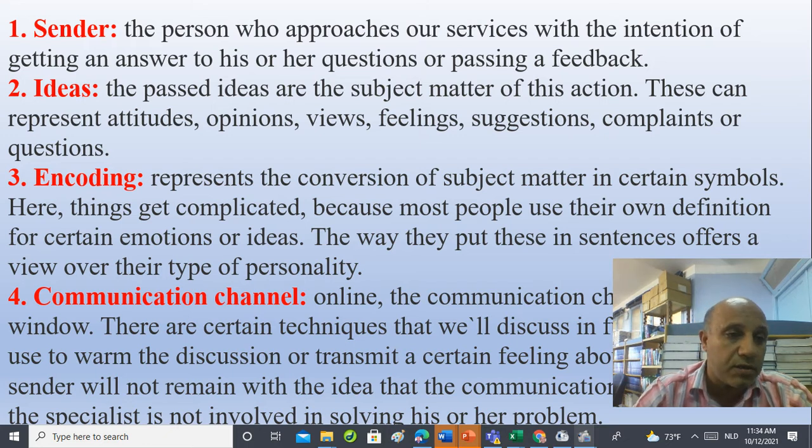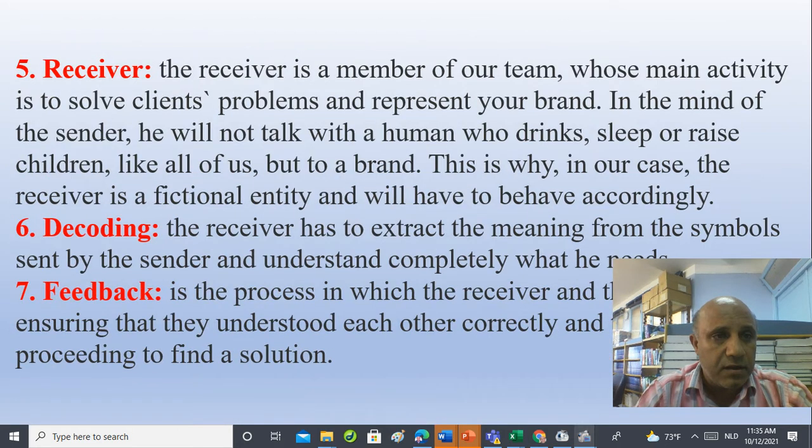Encoding represents the conversion of the subject matter into certain symbols. Here things get complicated because most people use their own definition for certain emotions or ideas. The way they put this in sentences offers a view over their type of personality. And number 4, communication channel. Number 5, receiver. 6, decoding, and 7, feedback.